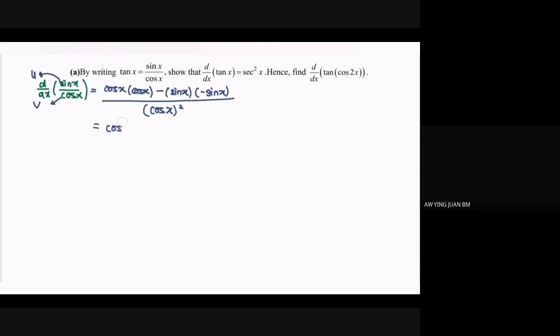Expand the situation, so we have cos square x plus sine square x over cos square x. As we all know, based on the basic identity in trigonometry, cos square x plus sine square x is equal to 1. So finally, we have 1 over cos square x. Based on the trigo ratio, 1 over cos square x is equal to secant square x. So finally, differentiate the tangent x with respect to x is equal to secant square x.